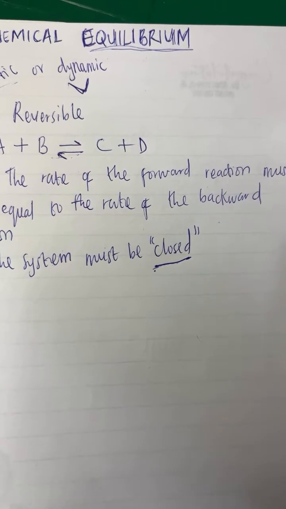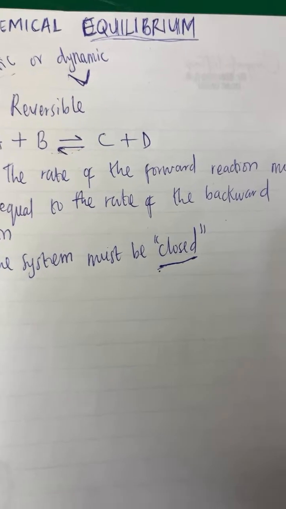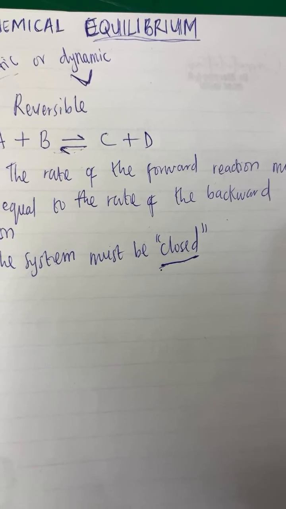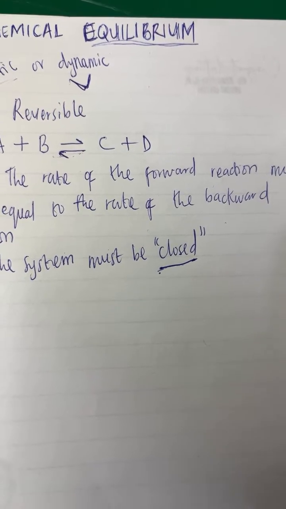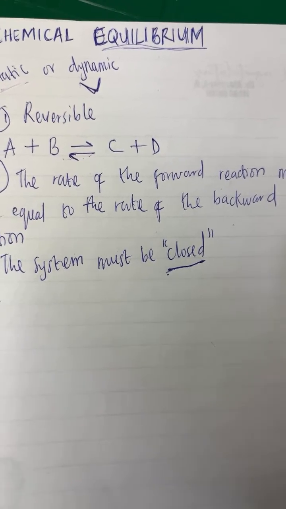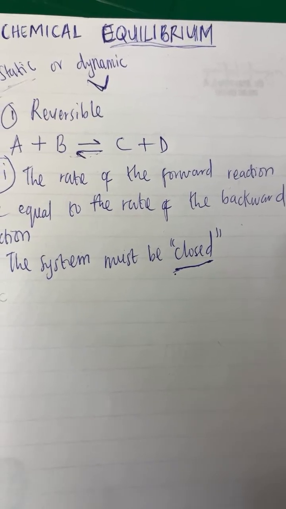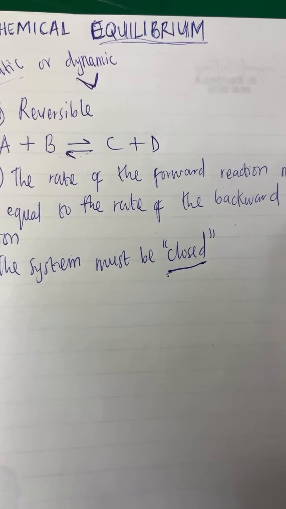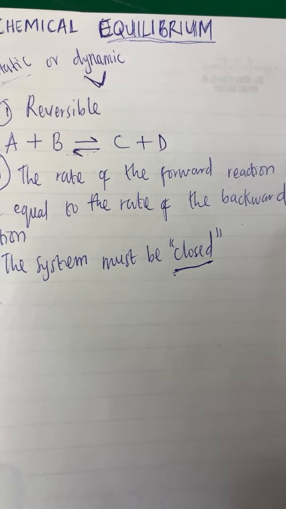A closed system is a physical system that does not allow the transfer of matter in and out. You understand? A closed system does not allow the transfer of matter or energy at all, because chemical equilibrium is a dynamic equilibrium. So dynamic equilibrium occurs in a closed system. Good.